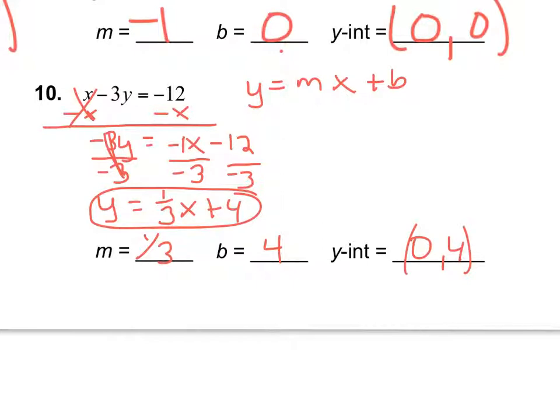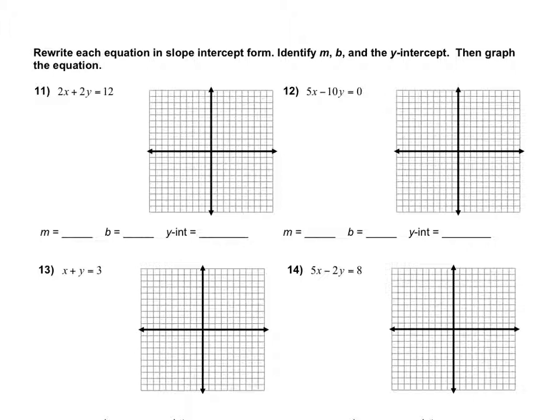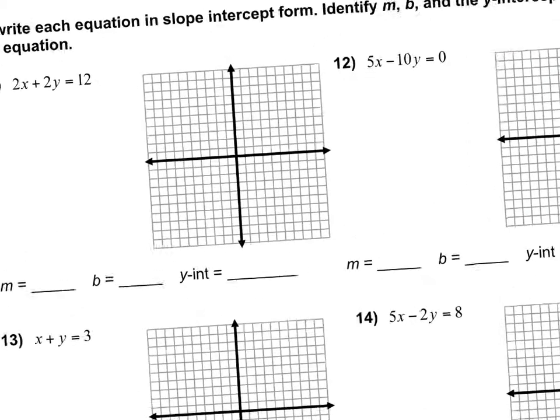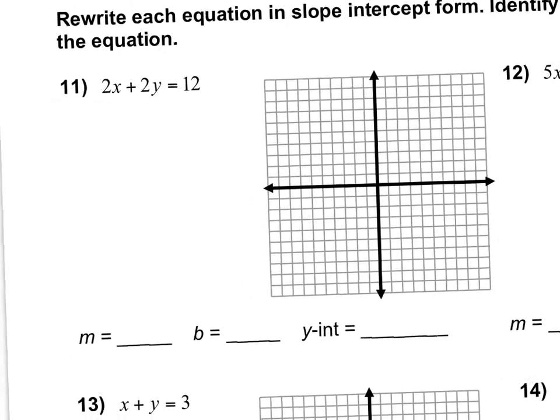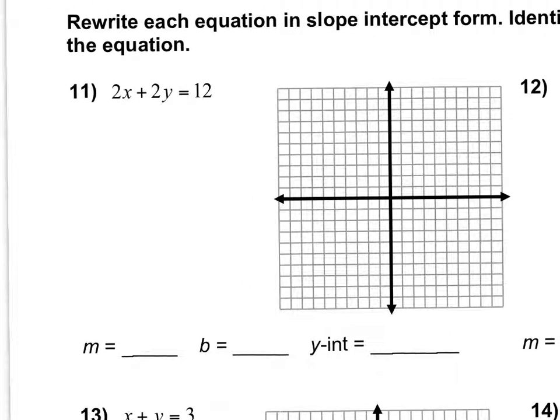Questions? All right, so on number 11 and 12 and 13 and 14, it says to rewrite each equation in slope-intercept form, then identify the m, the b, and the y-intercept. And then we have to graph it. So we have to do everything on these. So let me make it bigger. All right, can we see that? Yes, ma'am. Okay. So write it down. You have 2x plus 2y equals 12. And the form is what? Who can tell me the equation that I want to have? Y equals mx plus b.